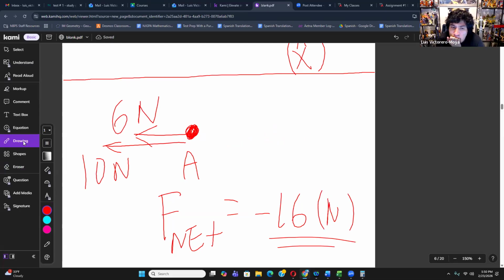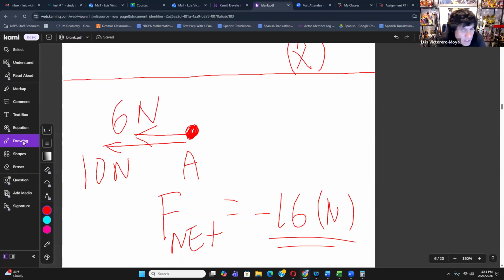You see what I mean? Yeah, so if the force goes to the left, it's always going to carry a negative sign. If the force goes to the right, it's always going to carry a positive sign. The only thing we have to do is add them to each other. So in this case, we're going to get negative, I think, plus negative 10.